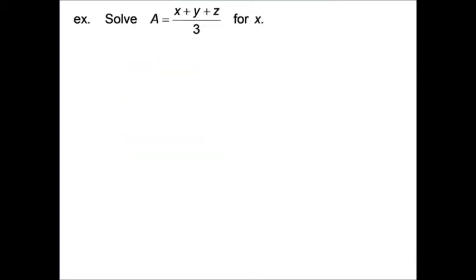Alright, one more for the good of the cause. Here we go. Solve a equals x plus y plus z over 3. Basically, this is finding the average of 3 numbers. And what if you knew the average, you knew two of the numbers, and you wanted to know the third one? Well, basically that's what we're going to do here.